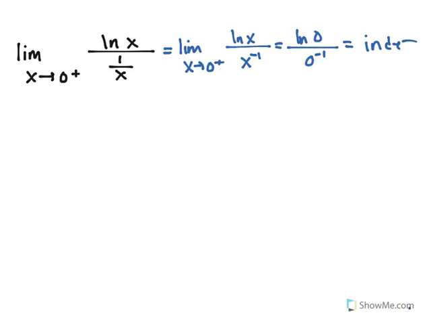So let's take the derivative of it. Derivative of the top and the bottom, that is. The derivative of ln of x is 1 over x. And the derivative of x to the negative 1 is negative 1 times x to the negative 2. Once again, I'm going to get rid of fractions to make my life easier.